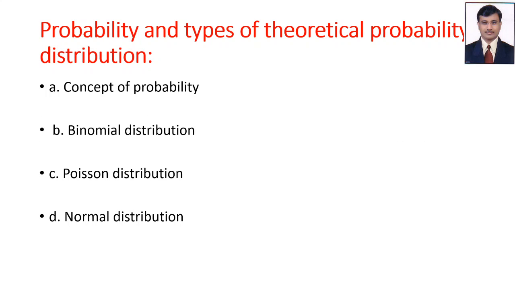The next point, probability and types of theoretical probability distribution. In that point, we have to study concept of probability, binomial distribution, Poisson distribution, and normal distribution. This point we have to study in probability and types of theoretical probability distribution.